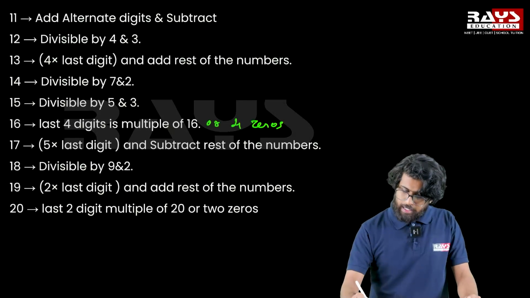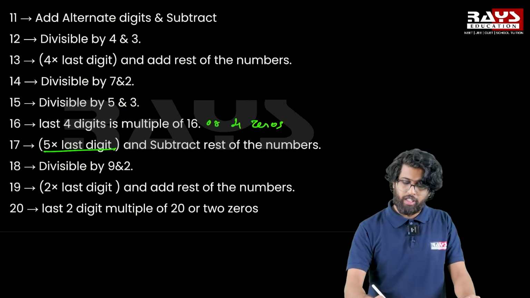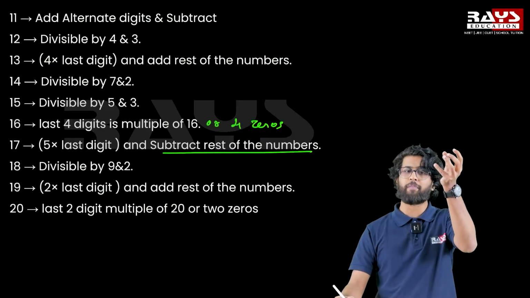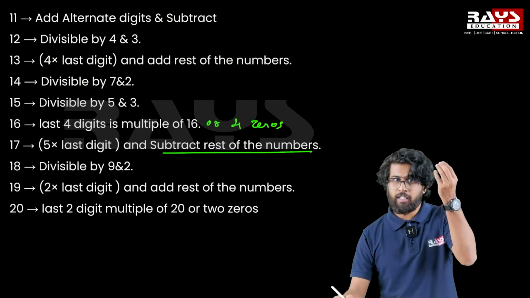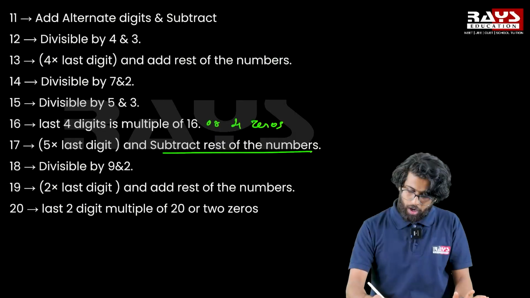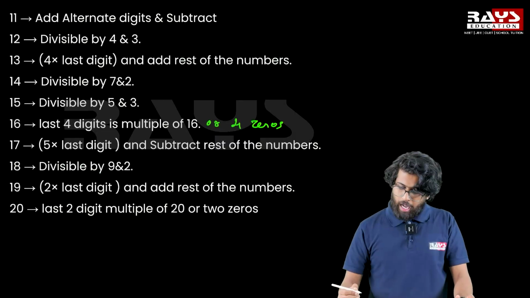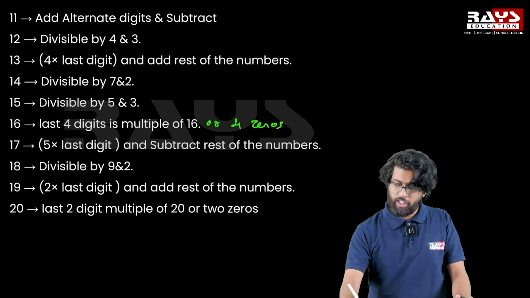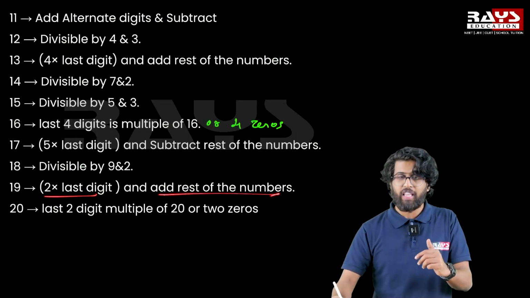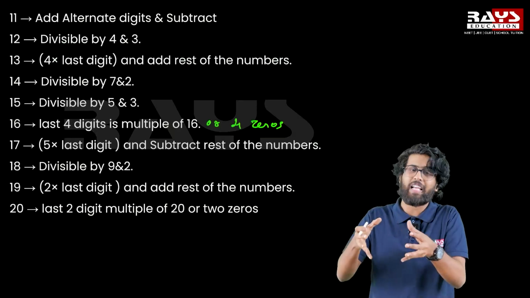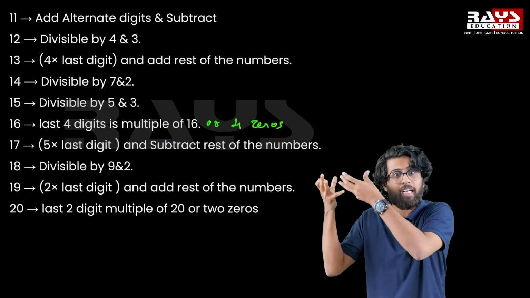And 17 means last digit multiplied by 5 and subtract from the rest of the number, and the answer should be a multiple of 17. And if it is 0 also, it is divisible by 17. 18, it should be divisible by 9 and 2. And 19, just double the last digit and add with the rest of the number, and if the answer is a multiple of 19, then we can say that the given number is divisible by 19.